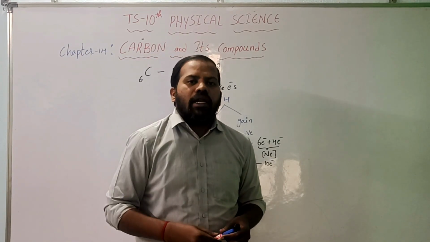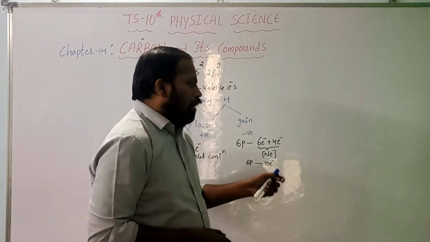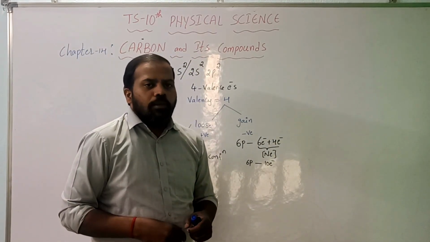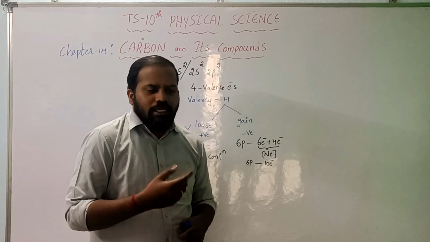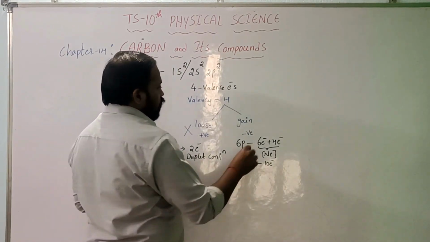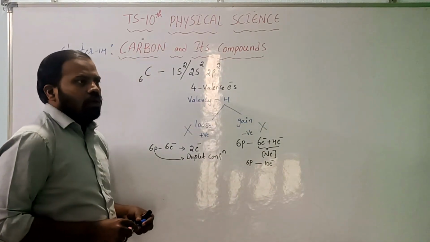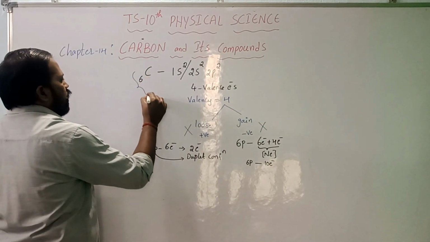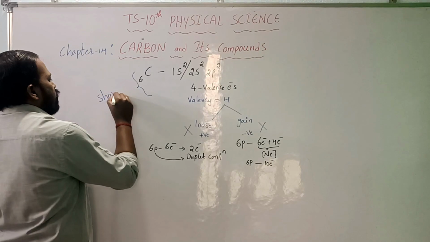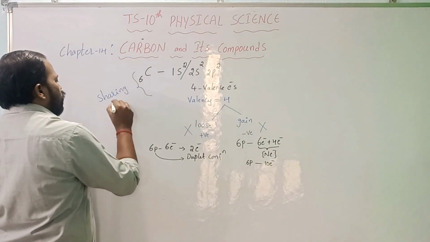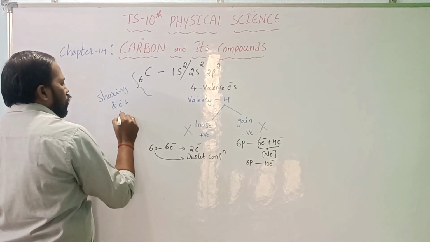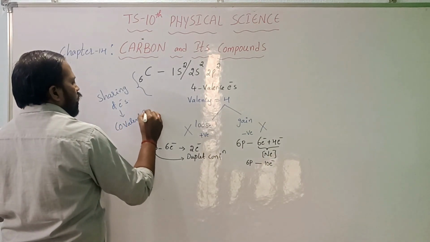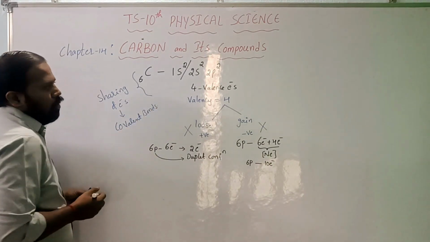Gaining 4 electrons requires more energy. Either a single electron or 2 electrons is fine, but gaining 4 electrons is not possible. This condition is also not possible for the carbon atom. So carbon will always try to share electrons. Due to this, it forms covalent bonds.